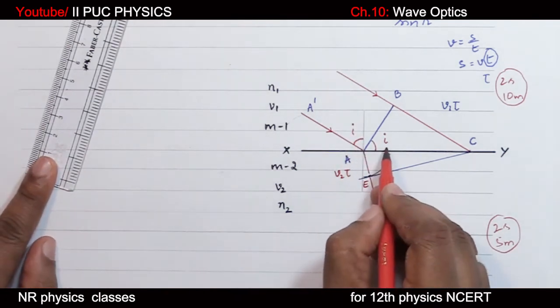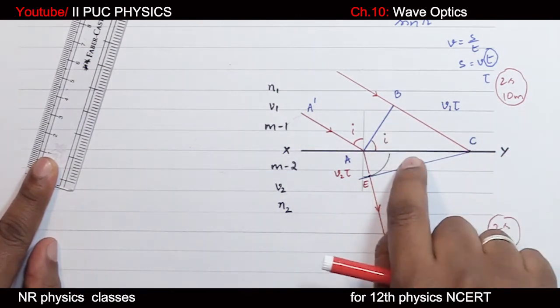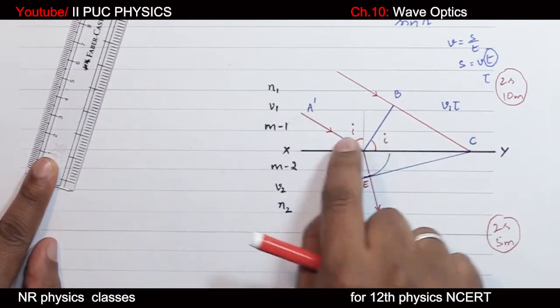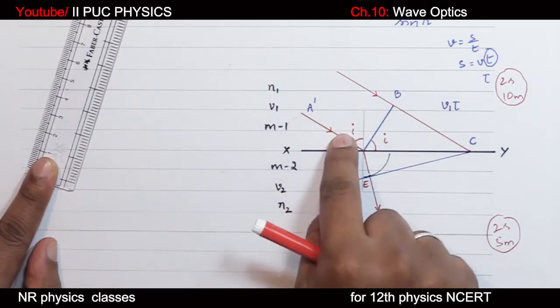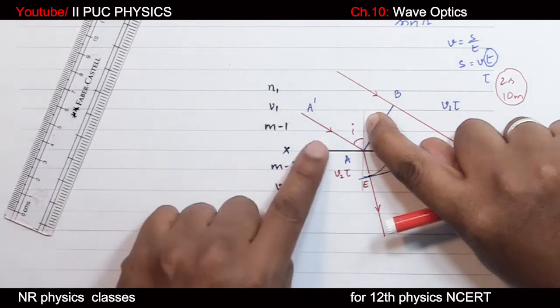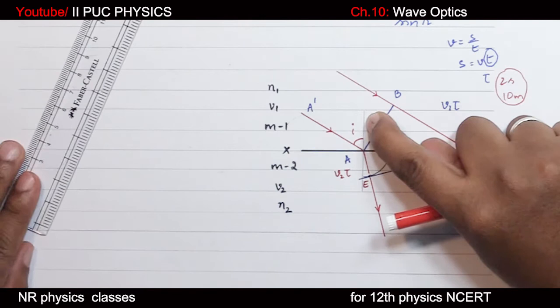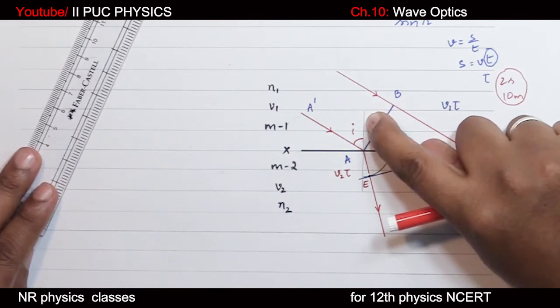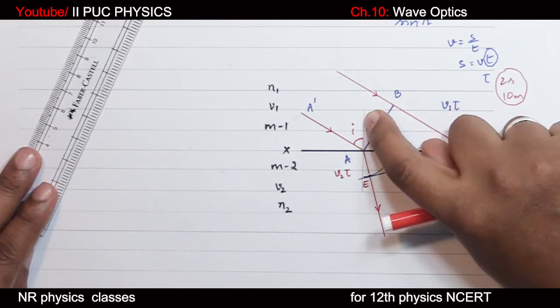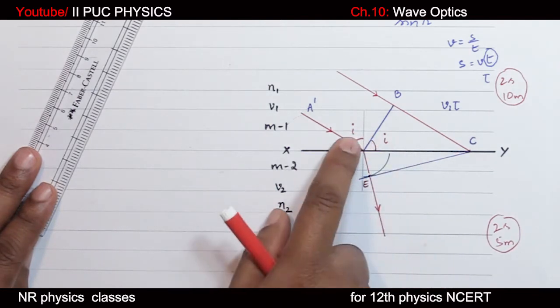Again you are surprised, isn't it? The angle between the incident wavefront and the interface is I. Then this angle is also I. That is why the angle between the normal drawn and the incident ray is taken as the angle of incidence. So you had a question in ray optics, right? Why is this angle taken as the angle of incidence? Now here is the answer.